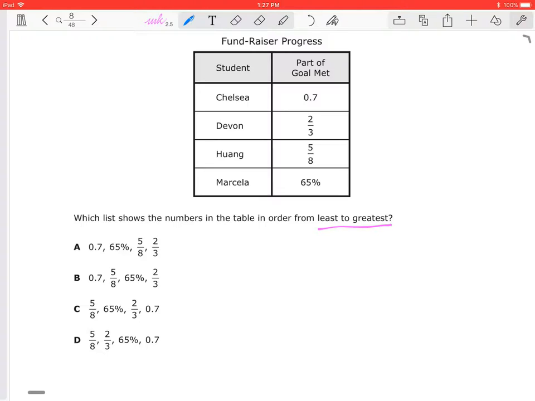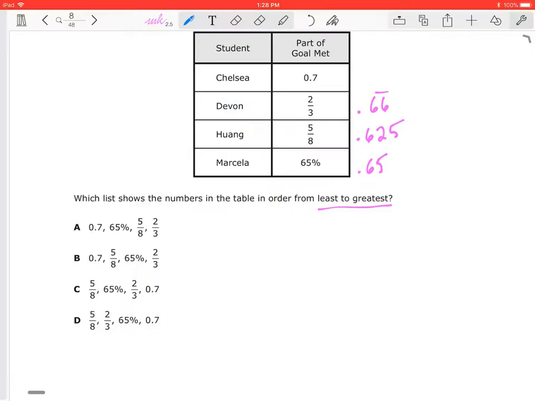So we have 0.7 is the first one. So let's do 2 divided by 3. That's going to give us about 0.66 repeating. And then 5 divided by 8 will give us 0.625. And then 65 divided by 100, that's going to give us 0.65. So talking about ordering them from least, I need to look at which one's the smallest.